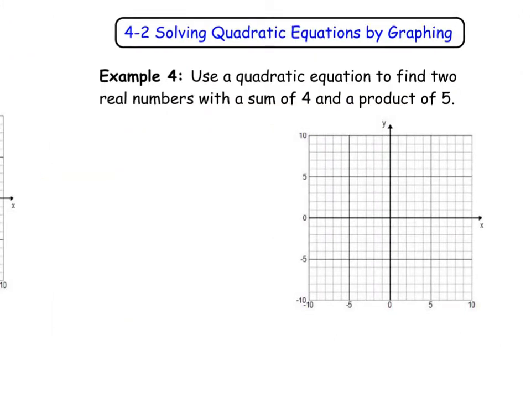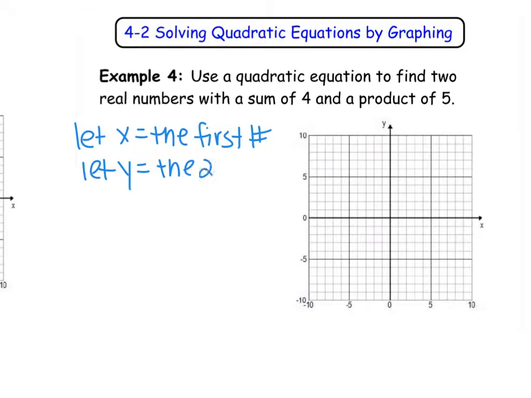Okay, so this next one, we're going to use our calculator too, but we actually have to come up with this equation. So it says use a quadratic equation to find two real numbers with a sum of 4 and a product of 5. So we need a variable here. So we're going to say let x equal the first number. And we don't want two variables, but we can start out with two variables. We just got to make sure we use substitution so that we only have one. So we can say let y equal the second number.